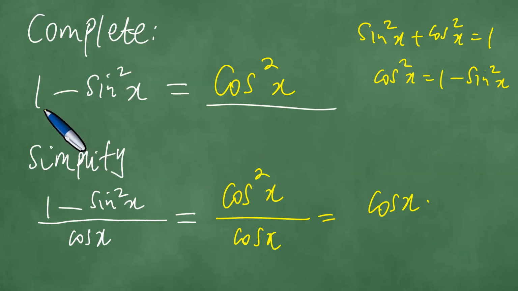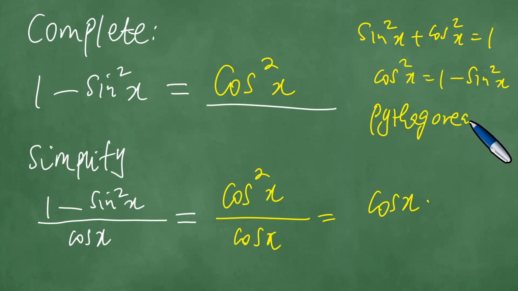Whenever you see 1 minus sine squared, it is equal to cosine squared because of this identity. And this is also called the Pythagorean identity.